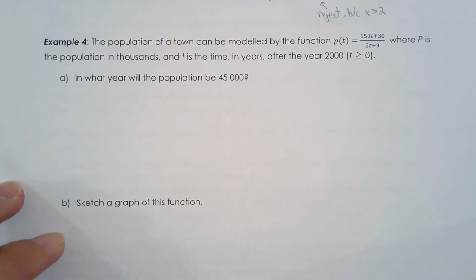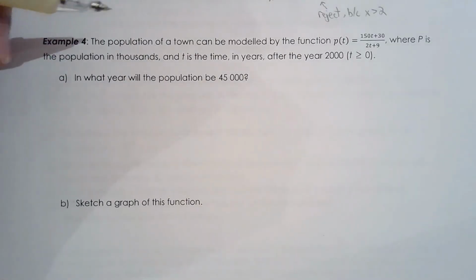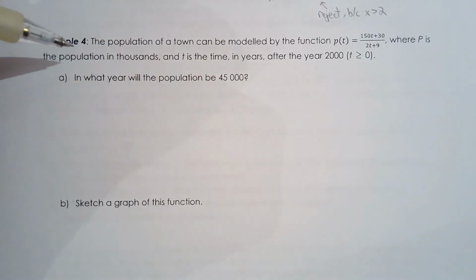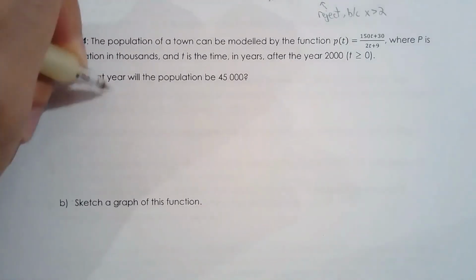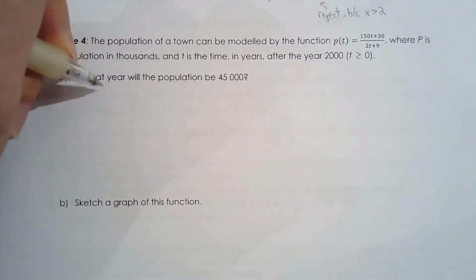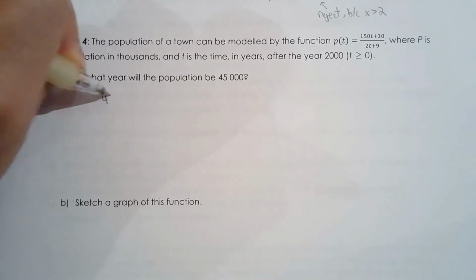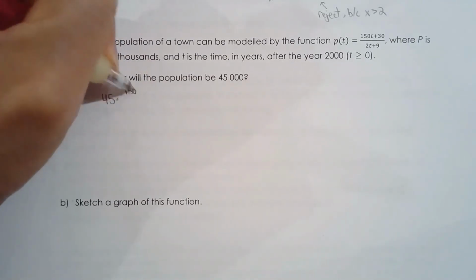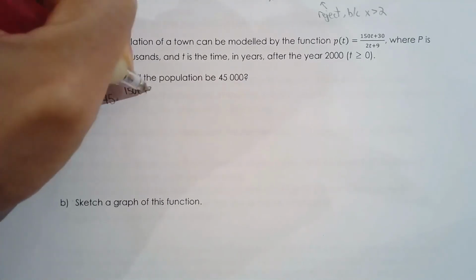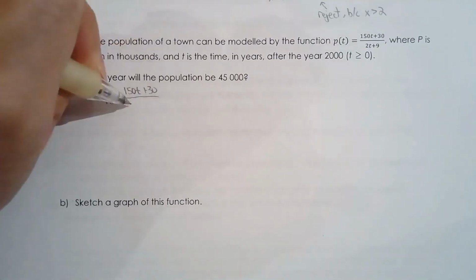All right. So the population of a town can be modeled by the function p of t. P is the population in thousands, t is time in years after the year 2000. Okay, and what year will the population be 45,000? So we're going to let p of t equal 45. Don't let p of t go 45,000, 45, because p of t is measured in thousands. Super common mistake. 150t plus 30 over 2t plus 9.